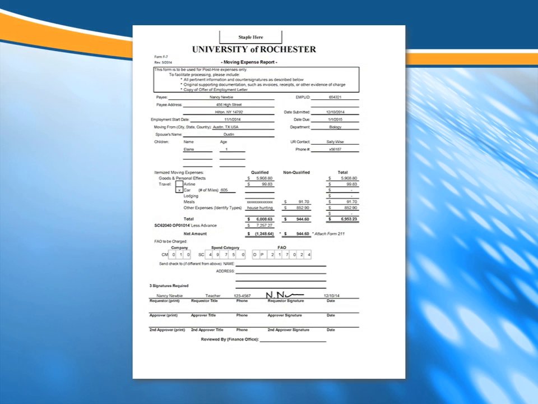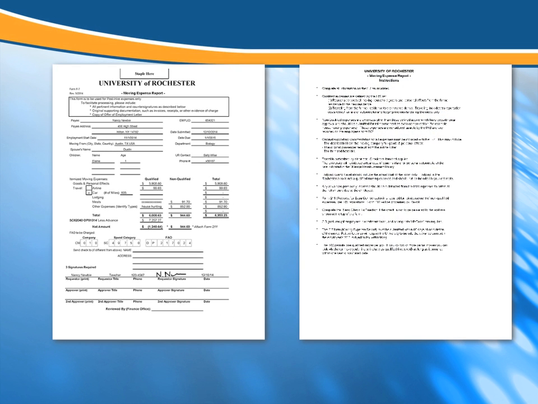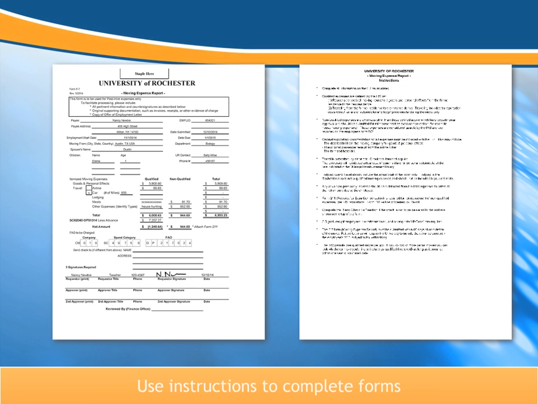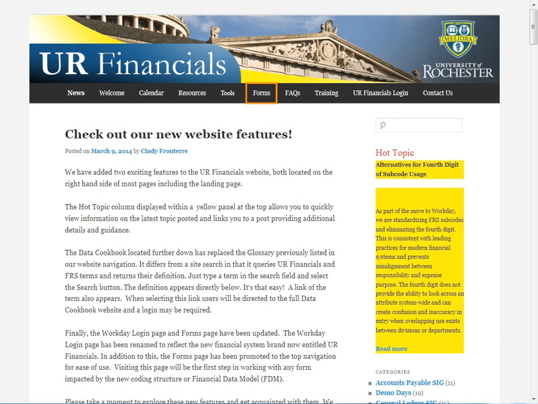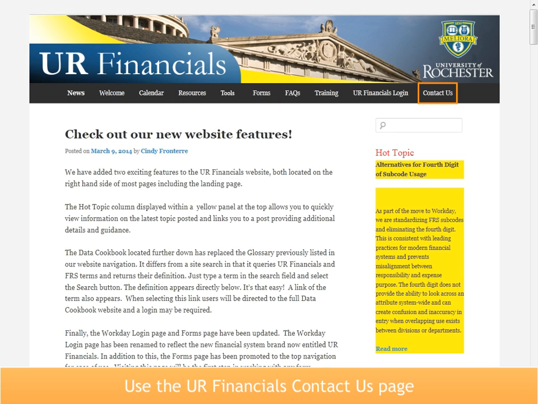Once you finish entering information into your form, you need to get it signed by the appropriate approver and then send it to the correct finance department for processing. If you need help filling out the information on your form, instructions and tips are included when you download the document. Other QRVs are also available on the UR Financials page with instructions for specific forms. If you need any additional assistance, use the UR Financials Contact Us page.